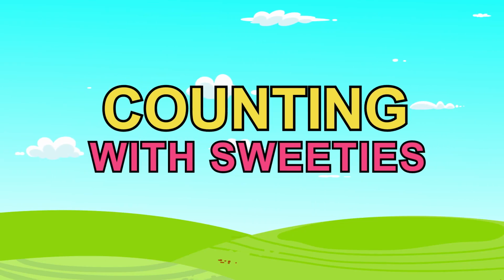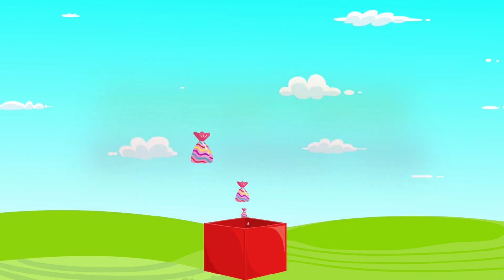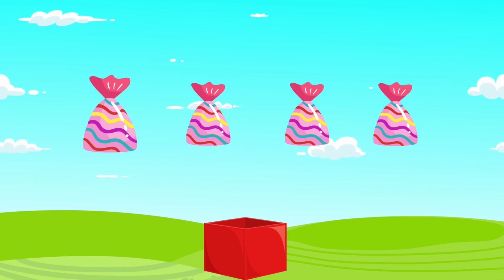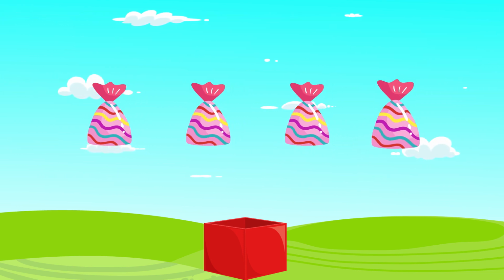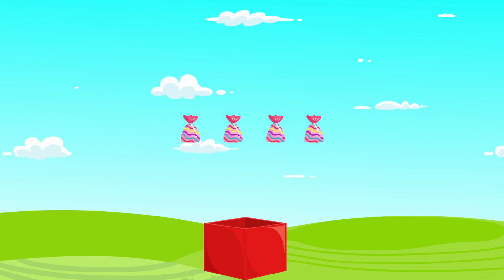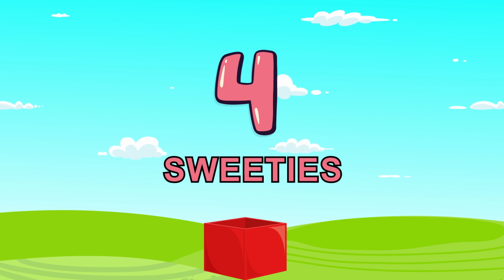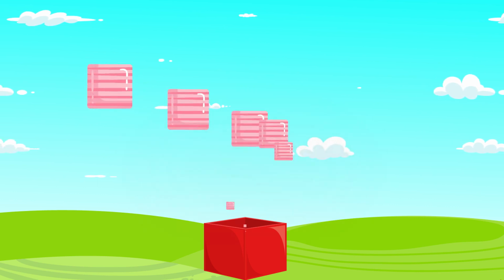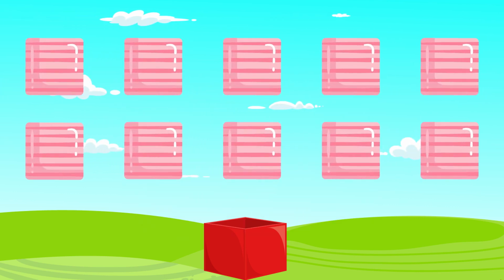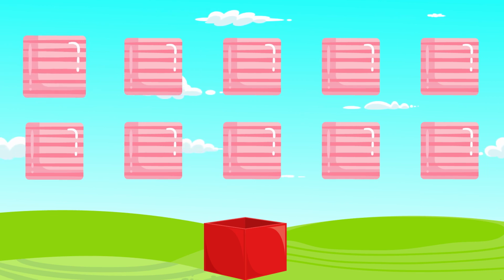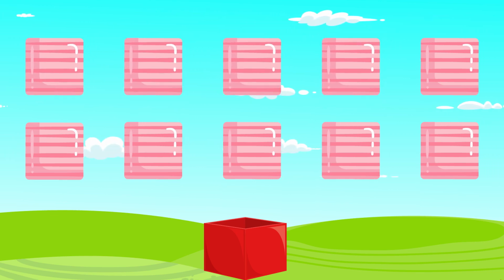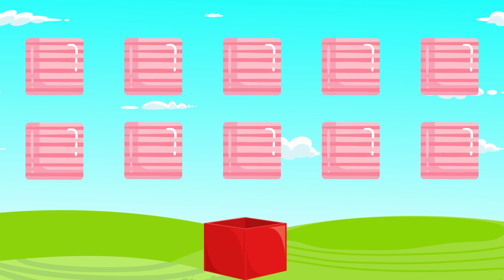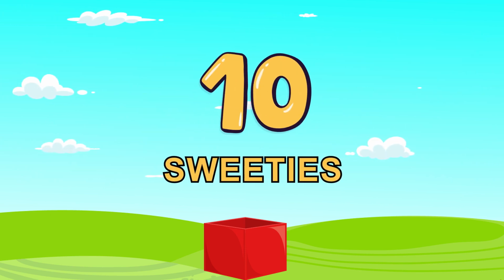Counting with Sweeties. How many sweeties can you see? 1, 2, 3, 4. Sweeties. Yay! How many sweeties can you see? 1, 2, 3, 4, 5, 6, 7, 8, 9, 10. 10 sweeties.